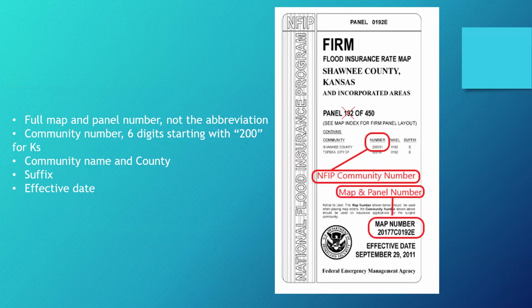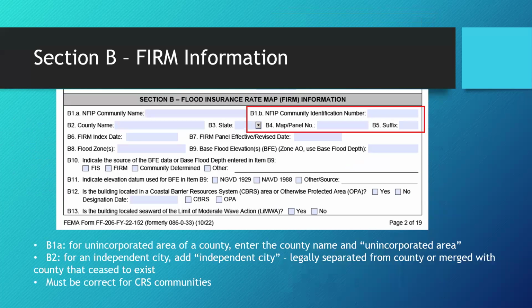And then you also have the effective date here, so September 29th, 2011. And so that would go into B7. So you would need to go back to the Map Service Center for B6 just for at least the first time you are approving these and reviewing them to make sure what that date is, because the panel and index date are not always the same. There can be partial revisions within a community, within a county, that would change one of the dates. So they're not always the same.